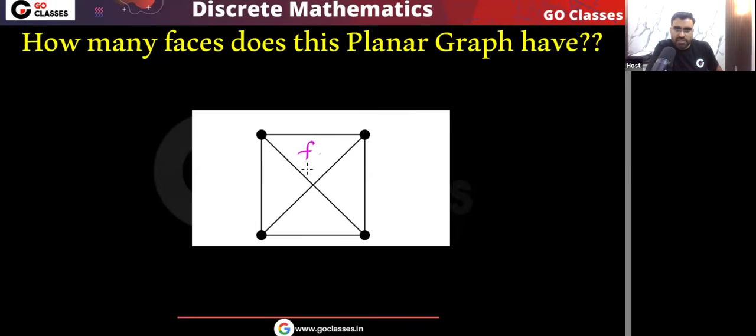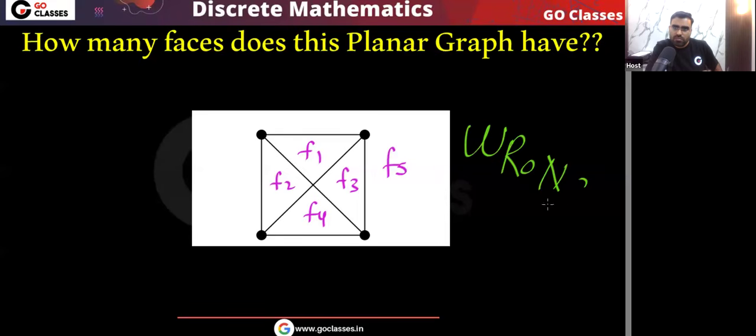So can I say this is face number 1, face number 2, face number 3, face number 4, and outer face number 5? Can I say the answer is 5? No, this is wrong. Why is this wrong? Because this is not the planar representation.